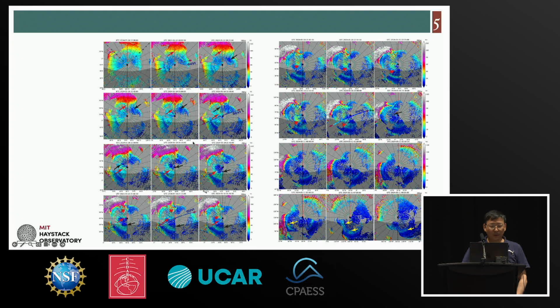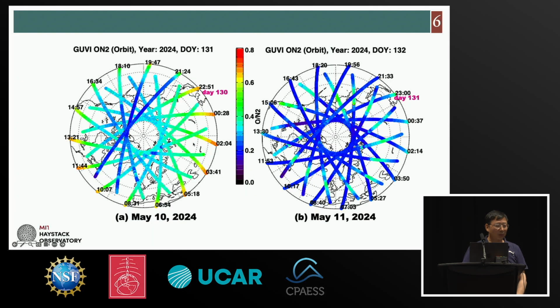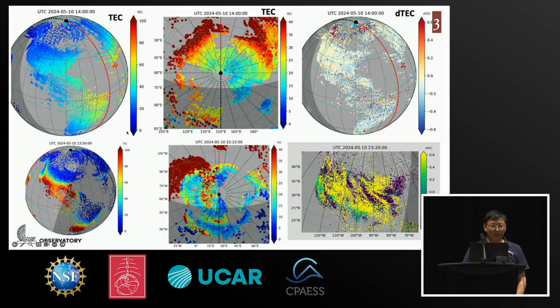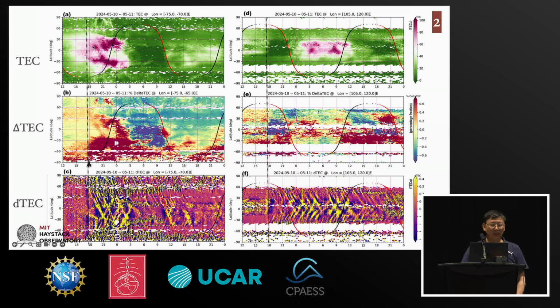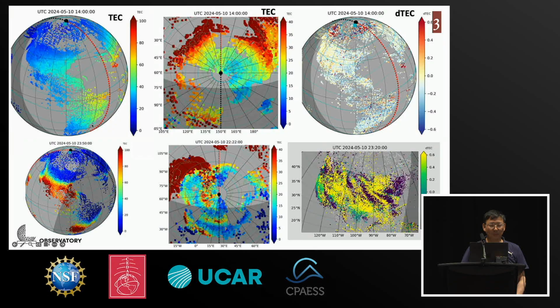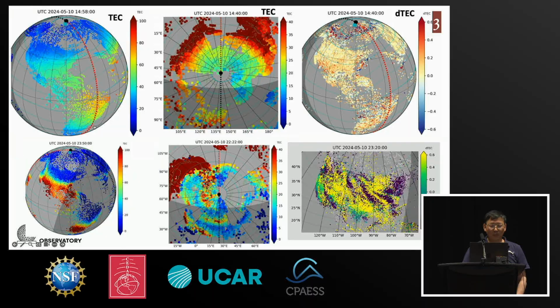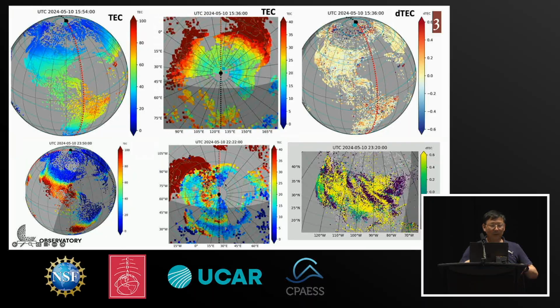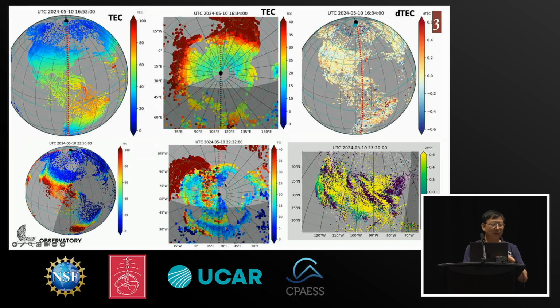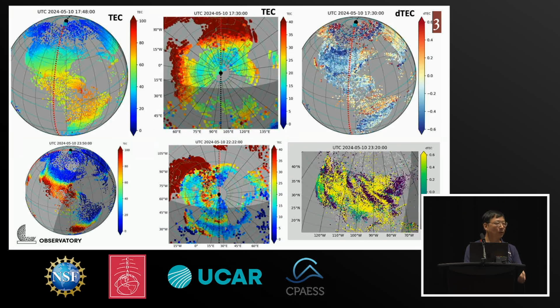There was a GUVI O/N2 ratio observation during the same time, indicating the depletion of the O/N2 ratio. The observation was during 19 to 21 UT, corresponding to this time, 2 hours into the storm. So our suggestion is that this lower plasma density is an indication of the O/N2 ratio depletion.